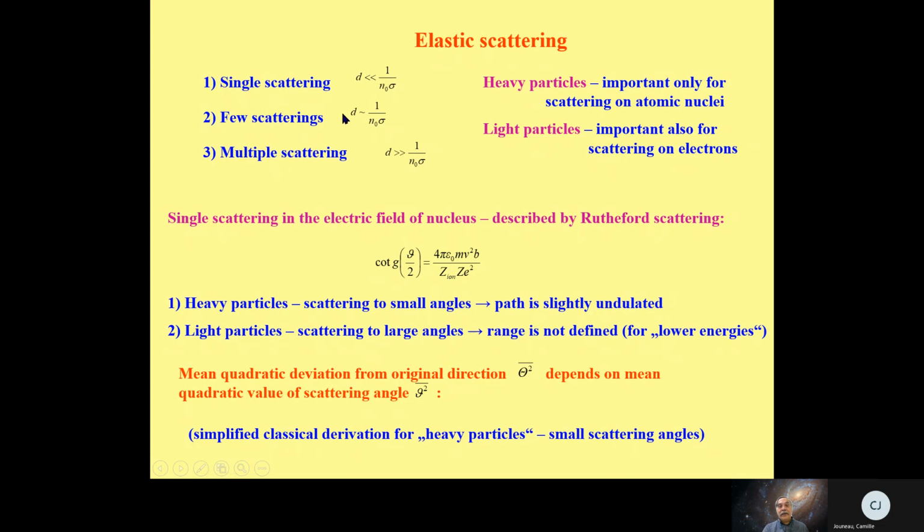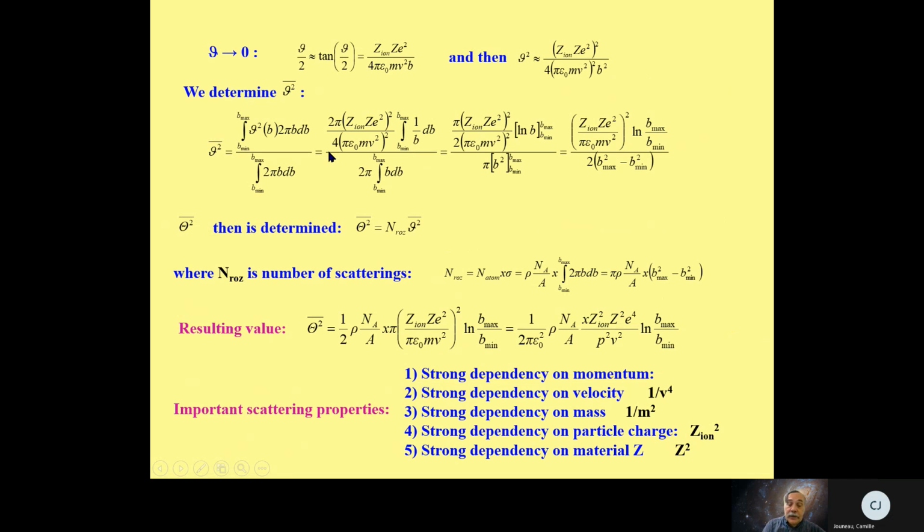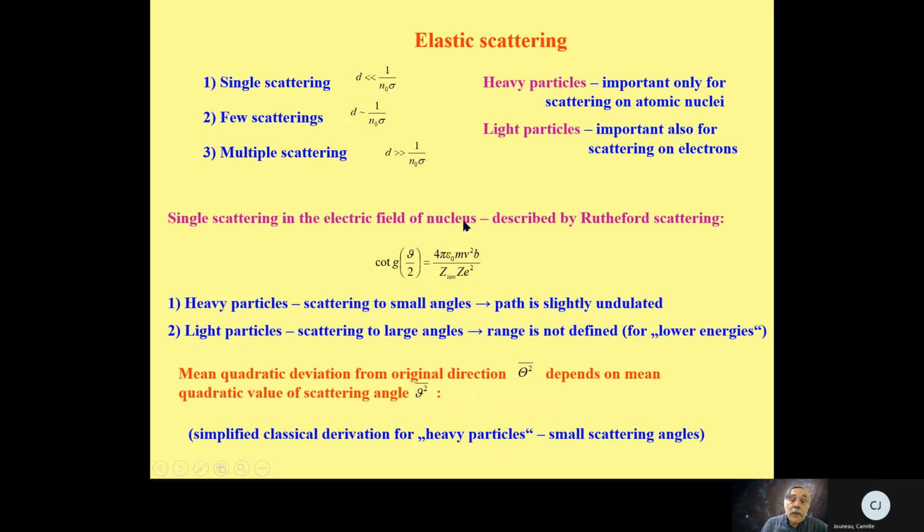There are few scatterings if it is approximately the same, and if you have a thickness in which this particle is running high against this absorption length or interaction length, in this case you have multiple scattering. Single scattering in the electric field is possible to describe by Rutherford scattering. Okay, it is not necessary to remember this here.